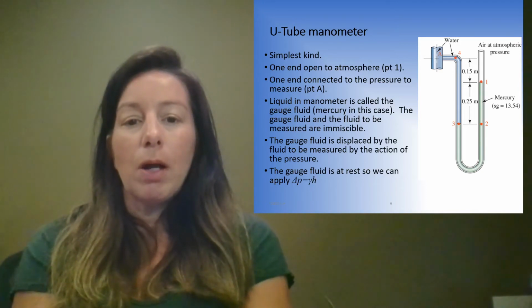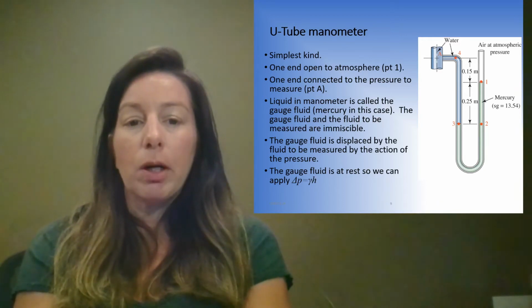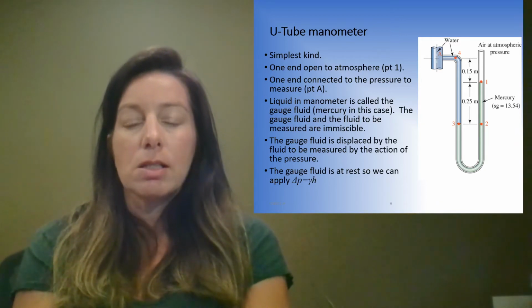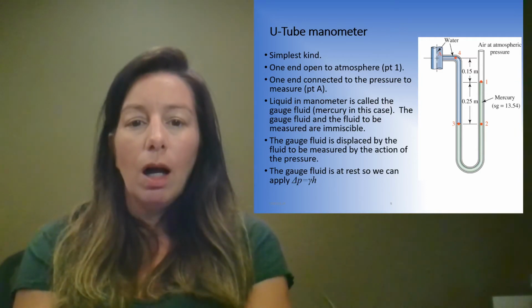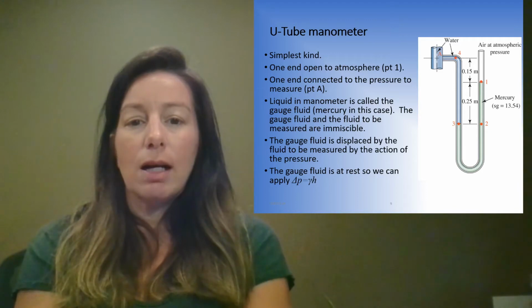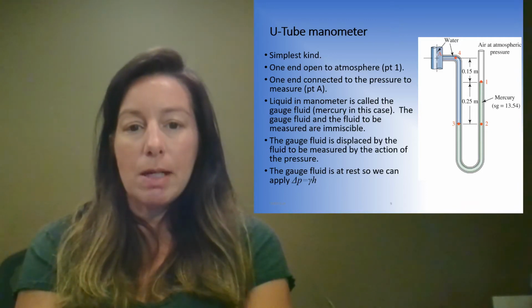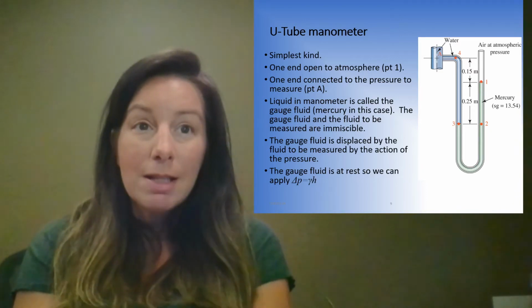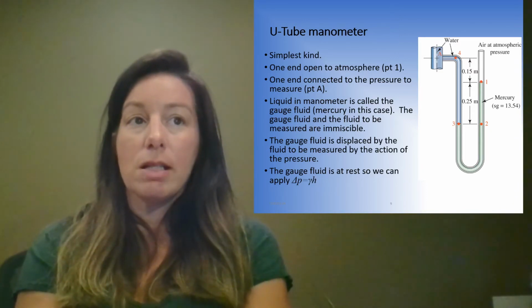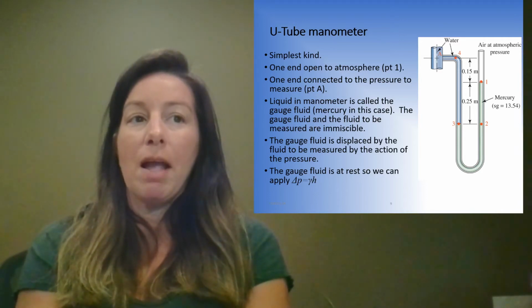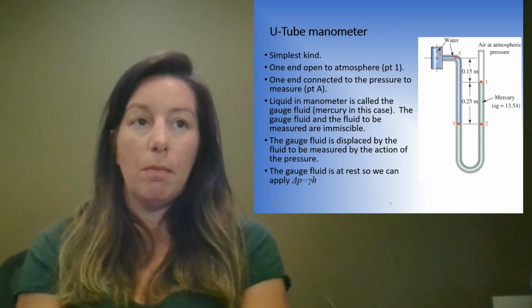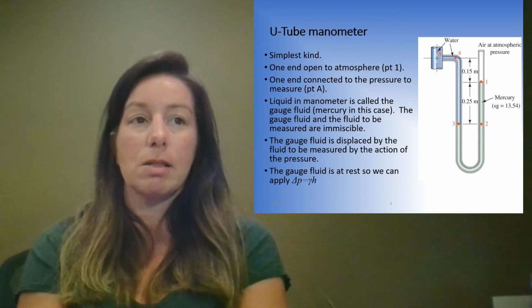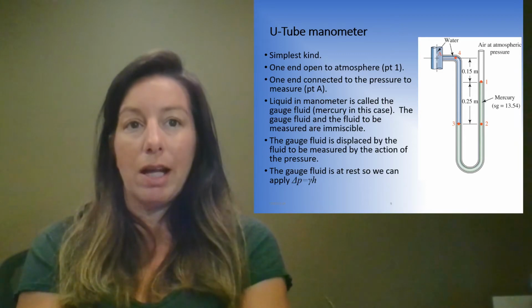The liquid in the manometer is called the gauge fluid, so the mercury in this case, the green fluid. The gauge fluid and the fluid to be measured must be immiscible, so they cannot mix, right? If they mix, then this doesn't work so well. So they have to have quite a bit of density difference. There are some other little things that we'll get into later on, okay?